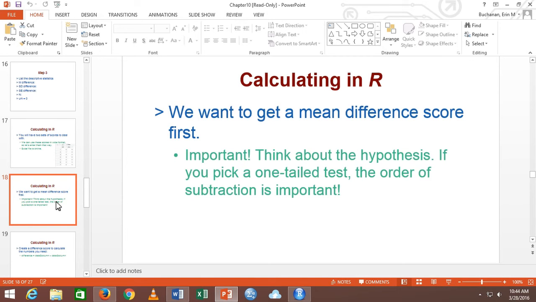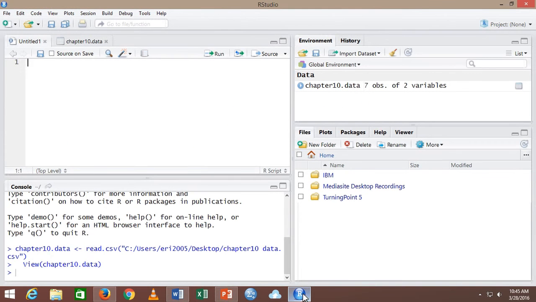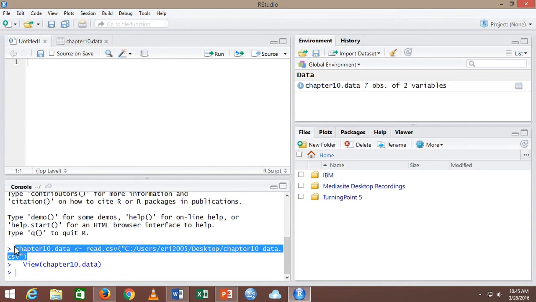All right, so we're going to create a mean difference score first. This is where, if you think about your hypothesis and you pick a one-tailed test, the order of the subtraction is important. We kind of went over that already. So we're just going to create a difference score. And we haven't done this $ thing in a while because I got a couple of emails from you guys about RPE3. So remember, when you have multiple columns, you have to tell it what data set it's in and then what column it is.